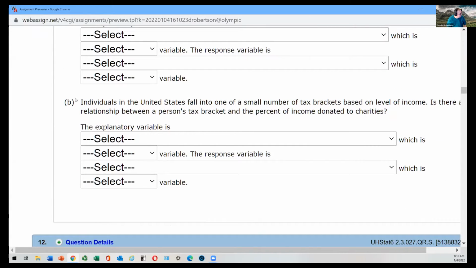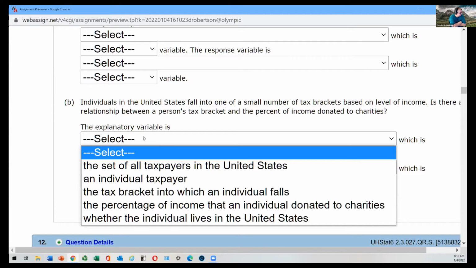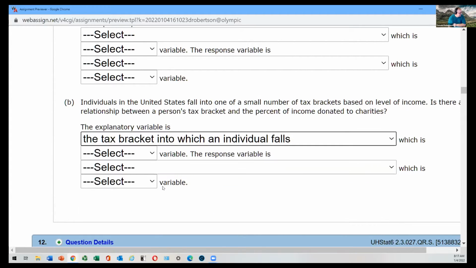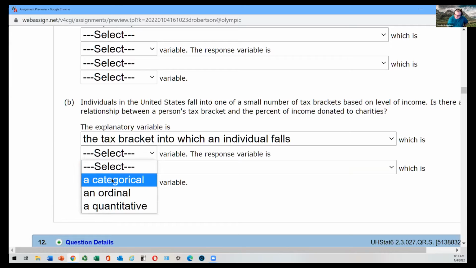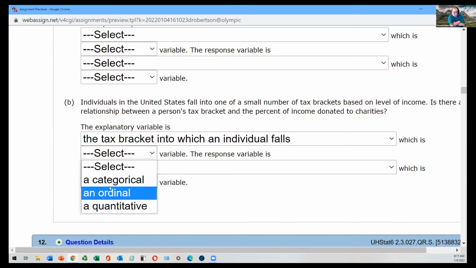Okay, which story shall I take? I'll pick this one. Individuals in the United States fall into one of a small number of tax brackets based on how much money they make. Is there a relationship between a person's tax bracket and the percentage of income they donate to charities? Okay, so the explanatory variable here is the tax bracket in which an individual falls, which is a categorical or an ordinal.